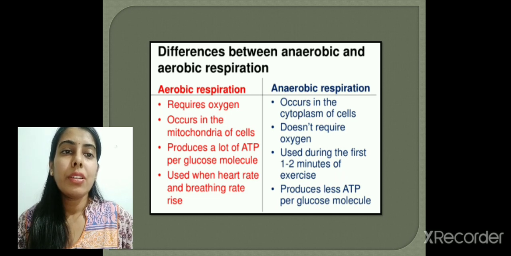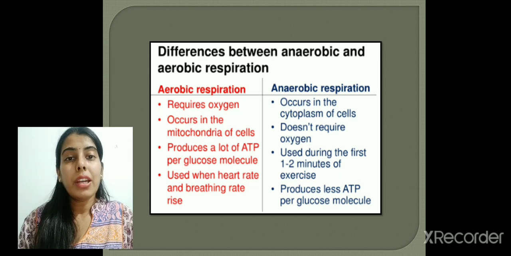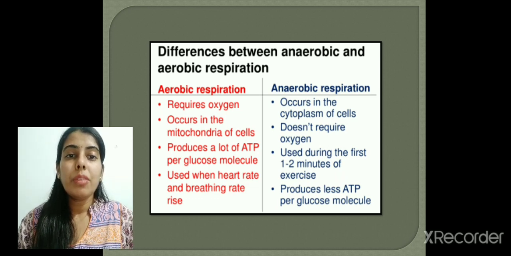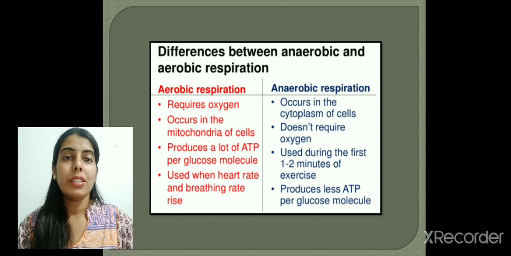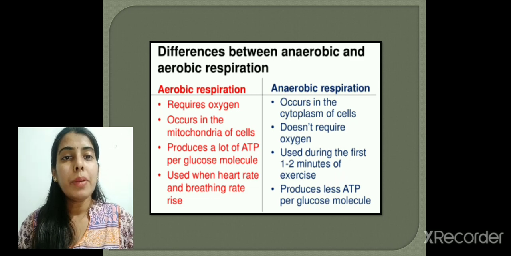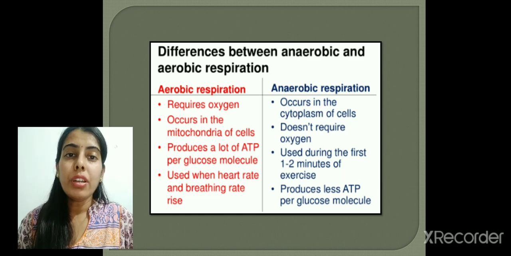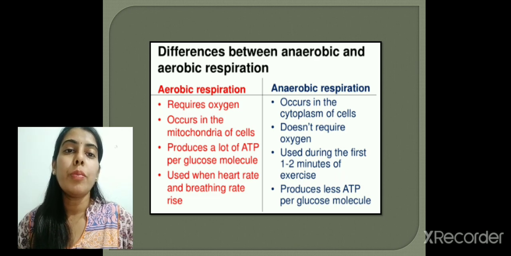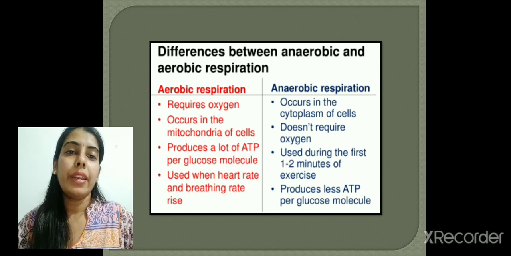Aerobic respiration is used when heart rate and breathing rate rise. See, when we are running or doing extreme strenuous physical activity, the heart rate of the person increases. The breathing rate also increases. The person starts taking deeper breaths because the body requires more energy, and we are going to get this energy when we inhale a lot of oxygen, so that the glucose could be broken down. Glucose could be oxidized to release more energy.